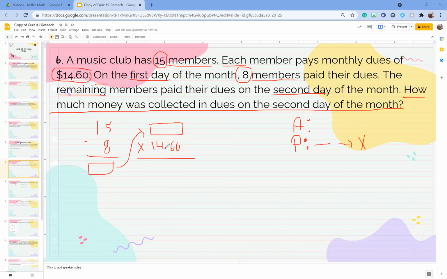Remember about our decimals. Make sure you count how many numbers are behind the decimal. And at the very end, move it that many times so that we don't end up with crazy big numbers. So that was our evaluate.